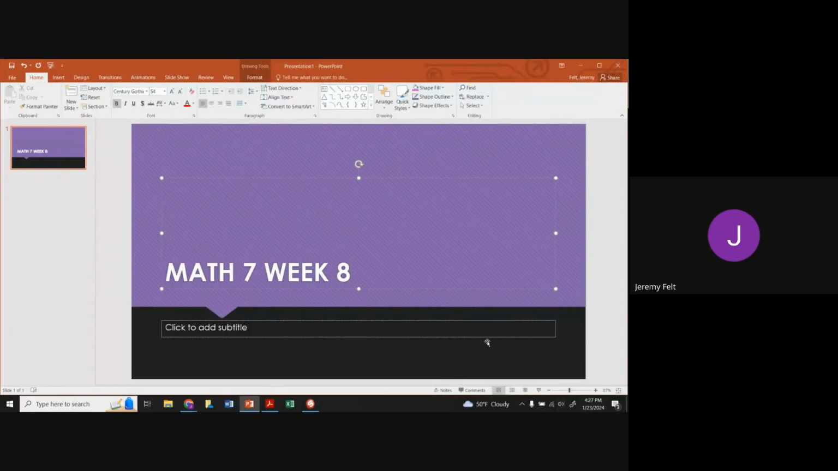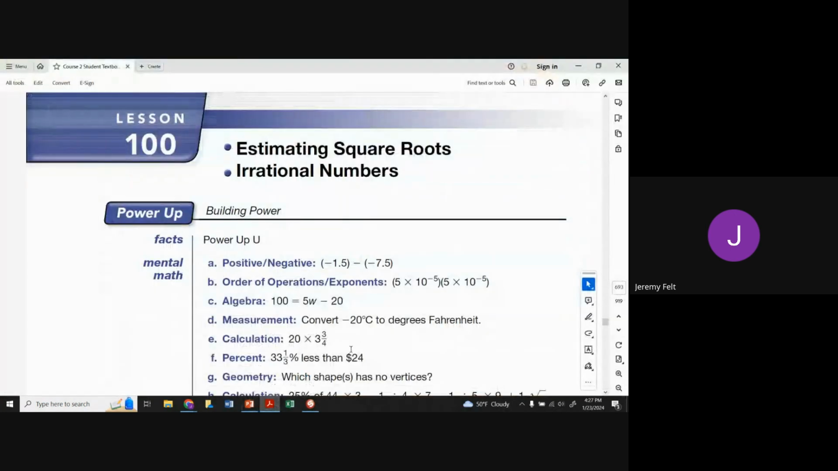Hi guys, welcome. This is week 8, so we're going to be going over lesson 100, and that's going to be the end of the units. Then we'll be reviewing in class. So really the video is only going to cover lesson 100, which is estimating square roots and irrational numbers.